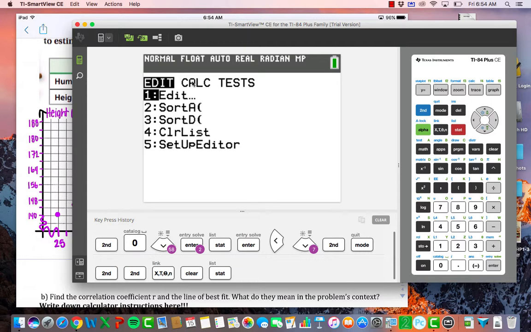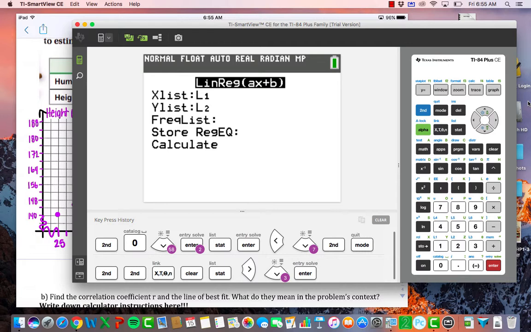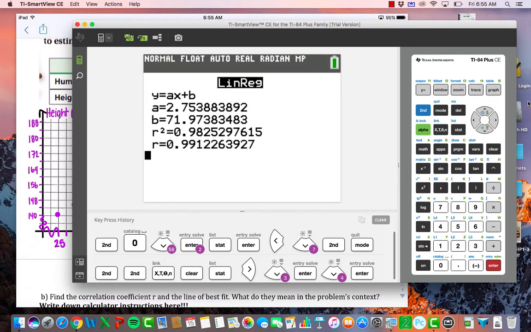Now I'm actually going to go to Calculate, and I'm going to go down to linear regression. Notice that we didn't talk about quadratic regression or cubic regression or quartic regression last year. This year we are going to hit them. So I'm going to hit LinReg. My x values are in L1, and my y values are in L2. I don't actually know what this means, so I'm going to leave it. Go down, go down, go down, hit Calculate.